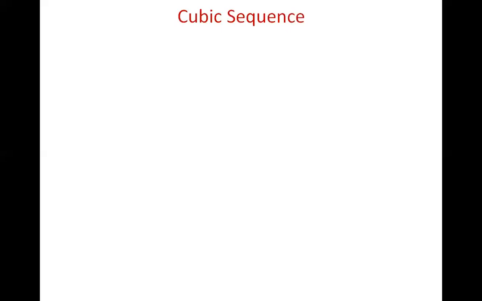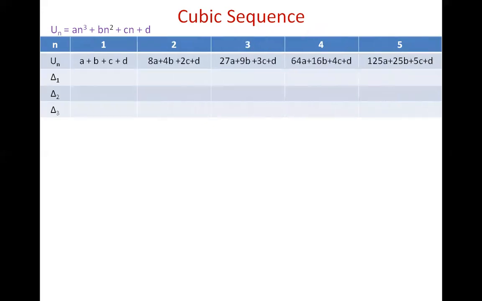Now, we'll find the nth rule for a cubic sequence. Let the general term of a cubic sequence be an³ + bn² + cn + d. We have to construct a table with n values 1, 2, 3, 4, 5. Then the un value is a + b + c + d. When n is 2, the un value is 8a + 4b + 2c + d. If it is 3, the un value is 27a + 9b + 3c + d, and so on.